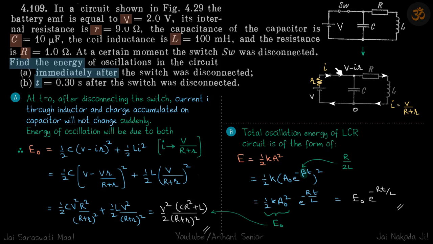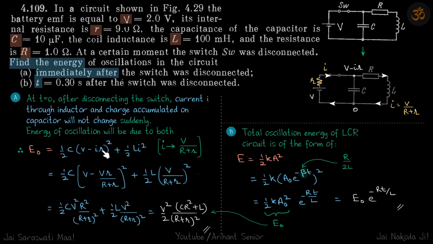So let's find that energy when the switch was closed. So at this moment when the current is flowing, let's find what's the energy in the inductor and what's the energy in the capacitor. So that's what I have written here. So at t is equal to 0, after disconnecting the switch, current I through the inductor and charge accumulated on the capacitor will not change suddenly. So energy of oscillation will be due to both, due to the charge and due to the current.